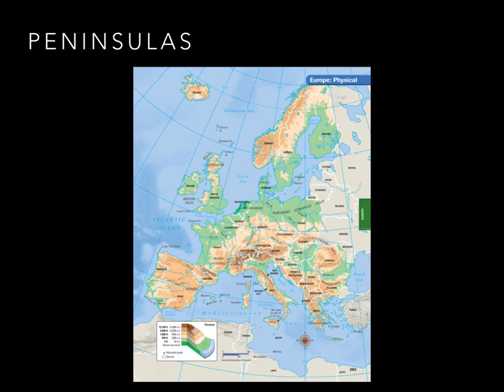Look closely at this physical map of Europe and see if you can identify some of these peninsulas. Remember, a peninsula is a body of land surrounded by water on three sides, just like Florida.